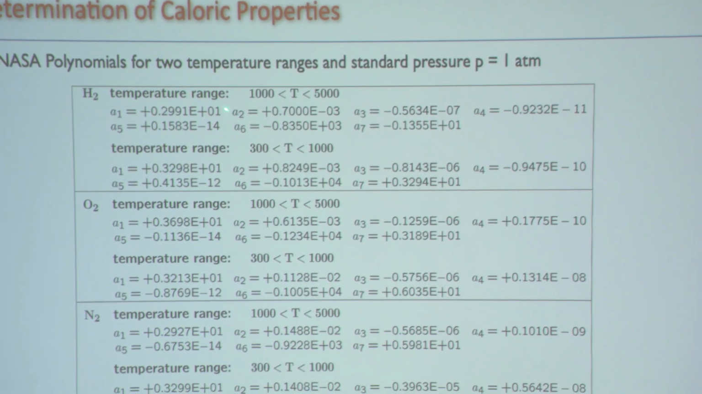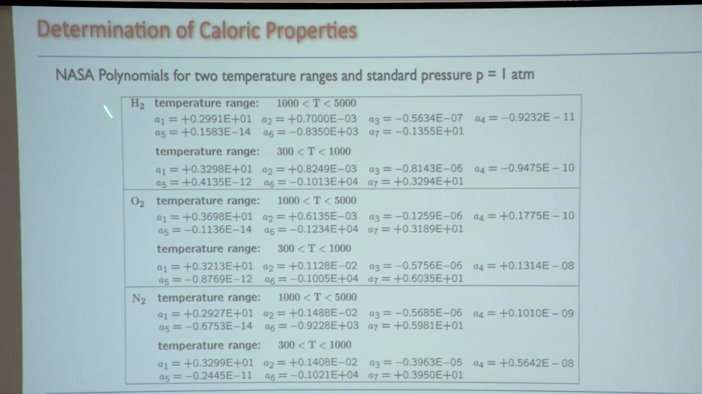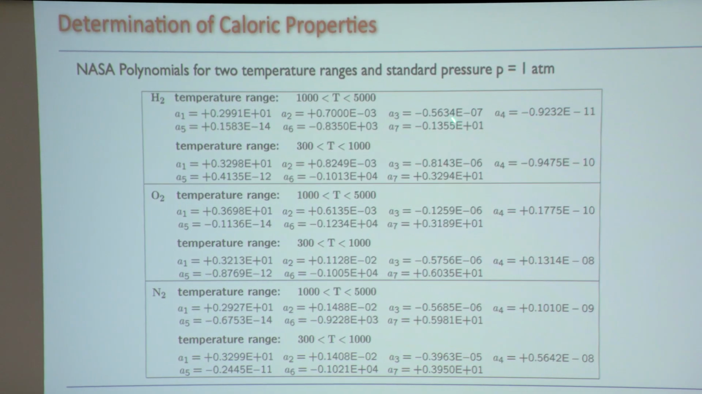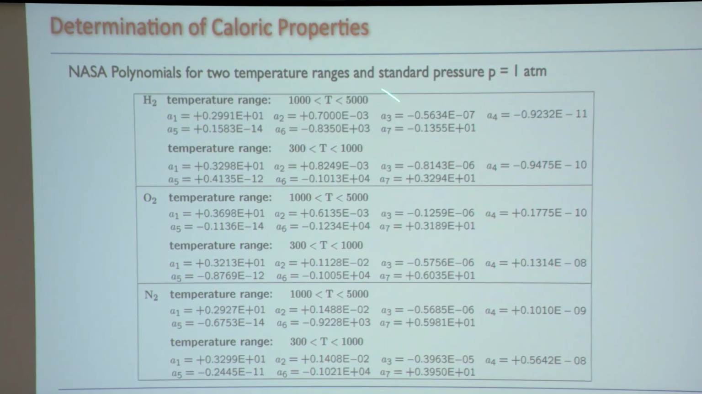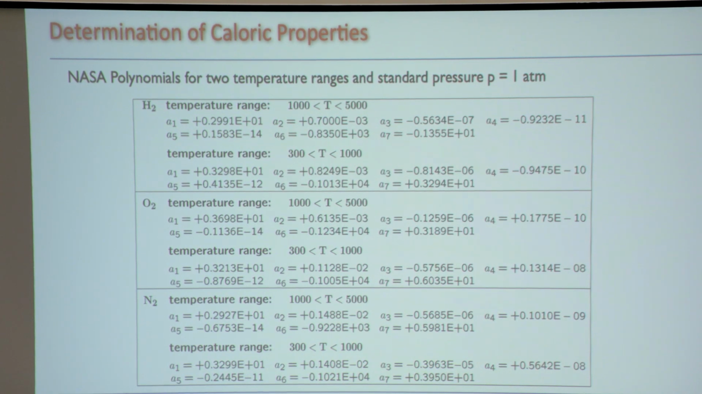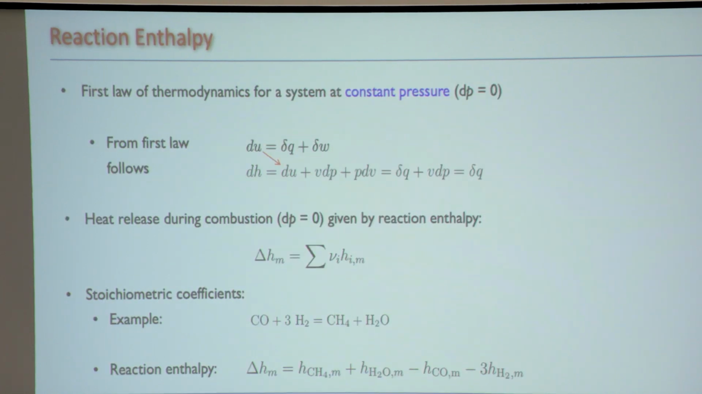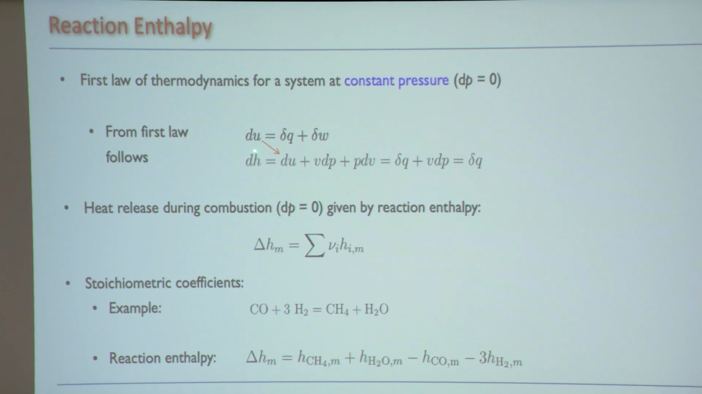Okay, so this is how these tables look. Typically, the coefficients here are tabulated in two sets: one for temperature below 1,000 Kelvin, and one for temperature above 1,000 Kelvin, just to make it more accurate. These tables you find on the web, and they usually come with chemical mechanisms. So then, let's look at a chemical reaction.